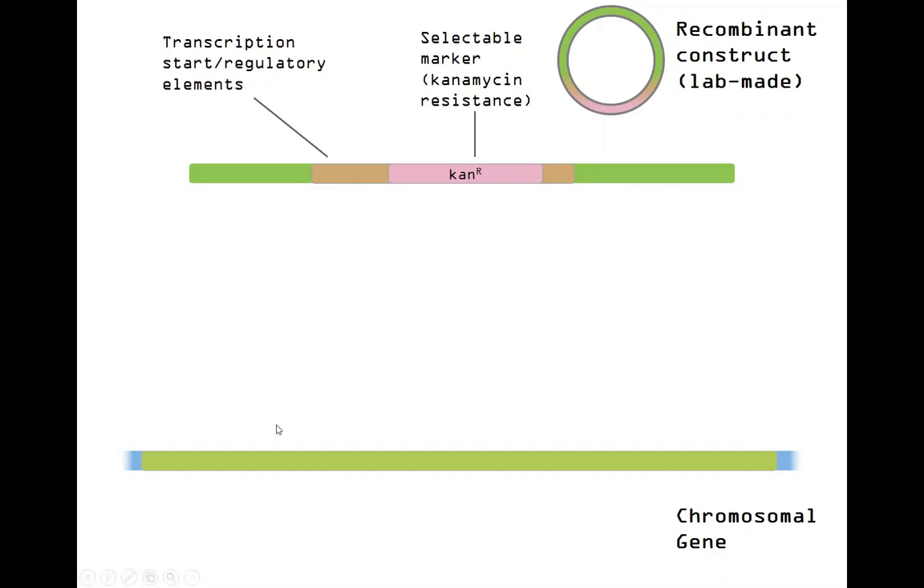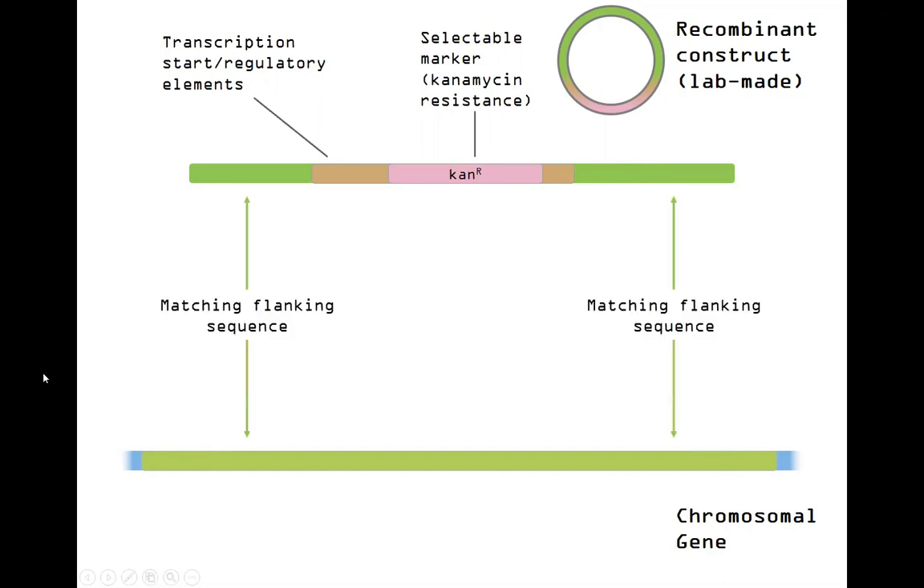And some of this area just adjacent, part of this green part that would be just adjacent to our transcriptional regulatory elements, not necessarily all this part up here, but just some of the stuff directly adjacent, is going to have to match what's going on with our chromosomal gene. By match, I mean it needs to have the same sequence.